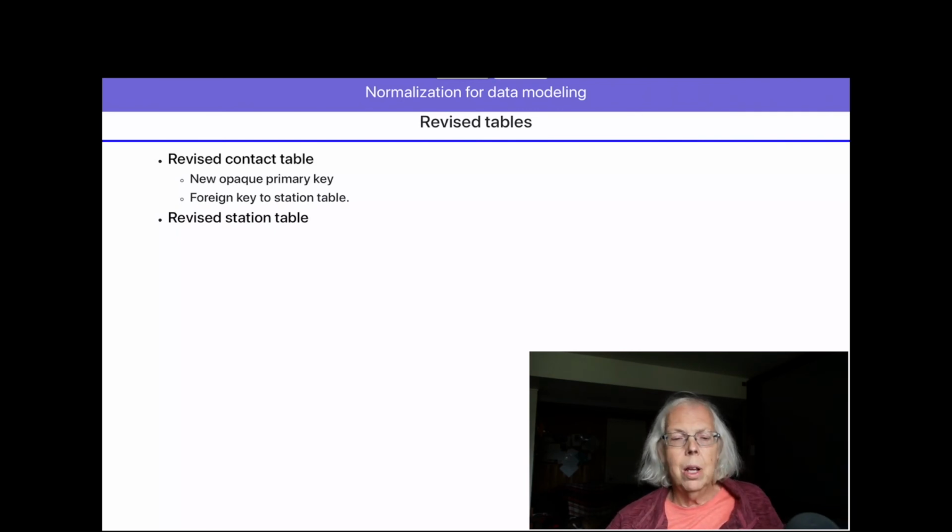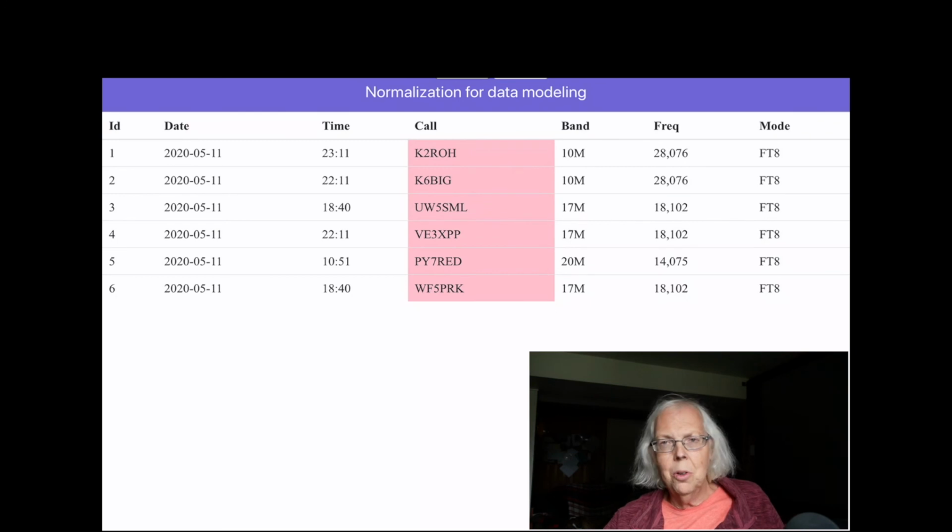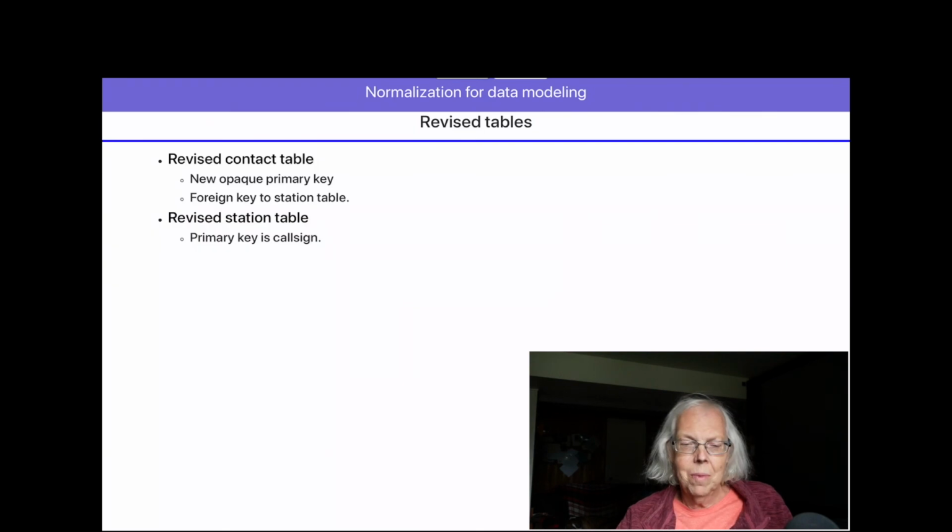And we also have to carry the foreign key to the station table to identify the station that was used in the contact. Looks something like this. So we have the new opaque primary key, just a number here. The date, the time, and the band, the frequency, and mode all become attributes dependent on the primary key, part of the contact. And the call sign is the call sign of the station that we communicated with. That's actually a foreign key to the station table.